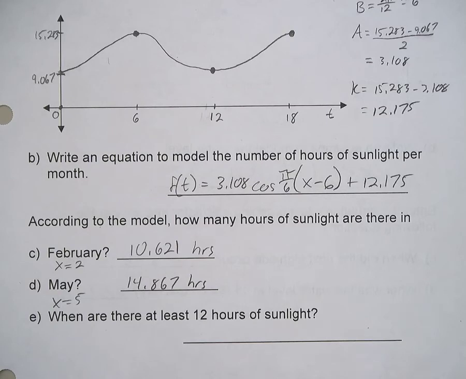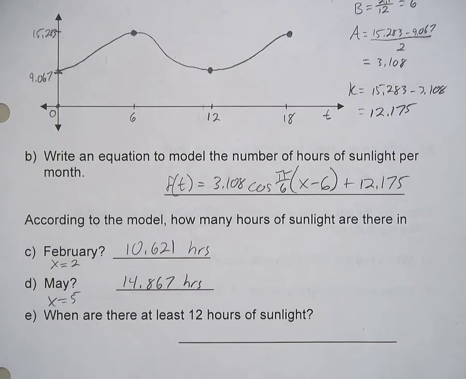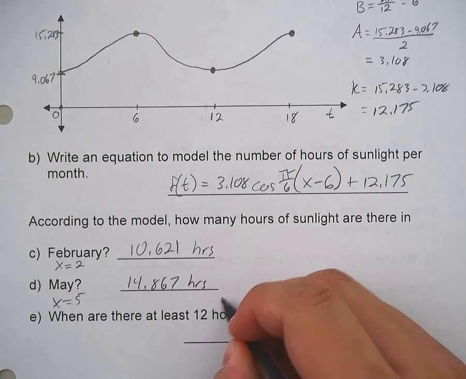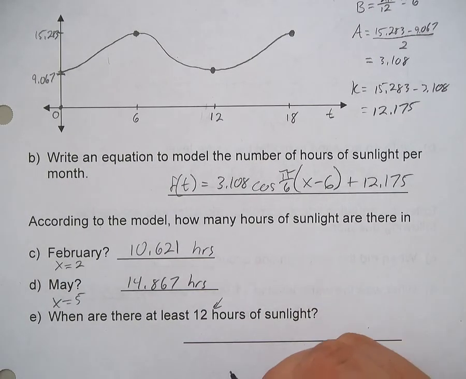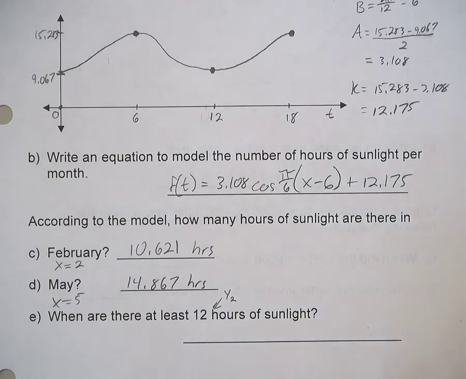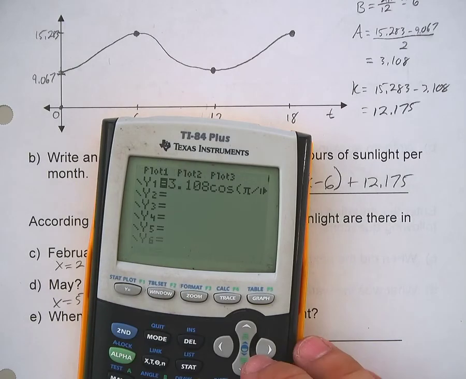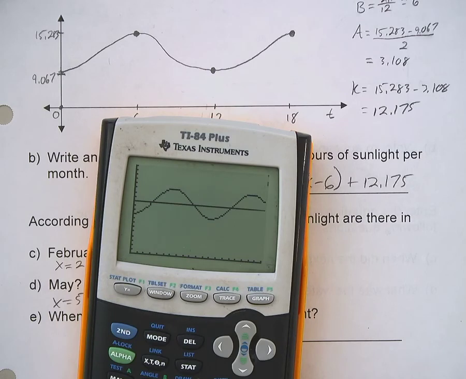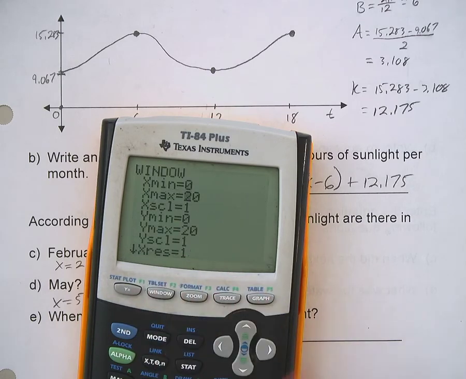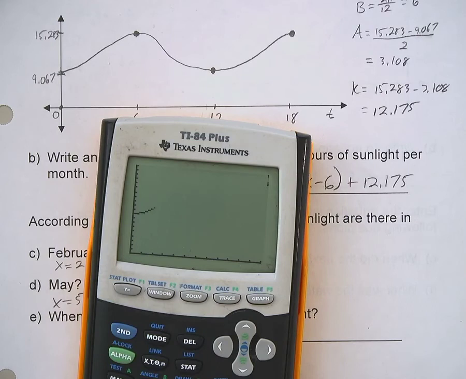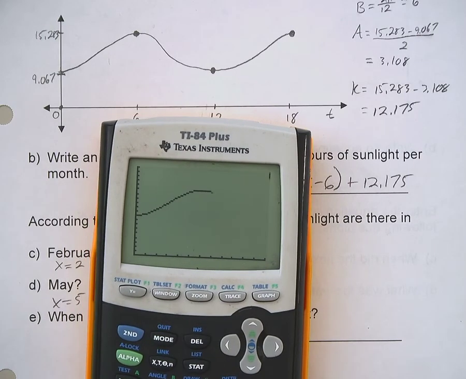Now, there are a couple of ways that you can do this, right? But you're basically looking for X values. So here's what I'm going to do. I'm going to plug 12 into Y2. Let me restrict my window to 12. That way we're only dealing with 1 year. I'm going to change my X max to 12.